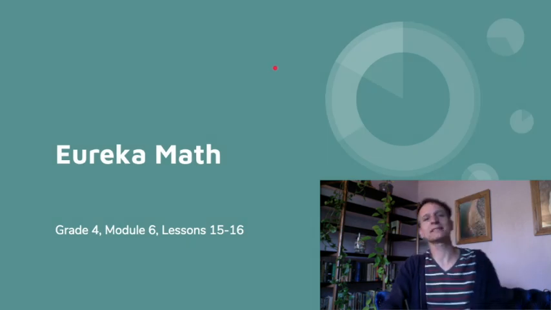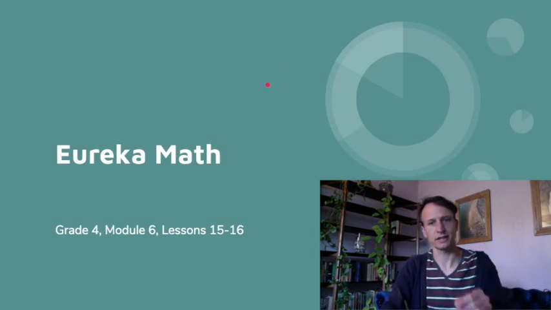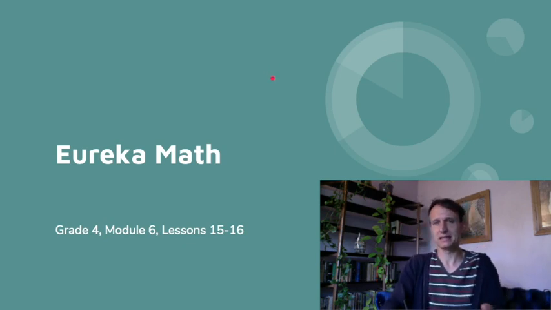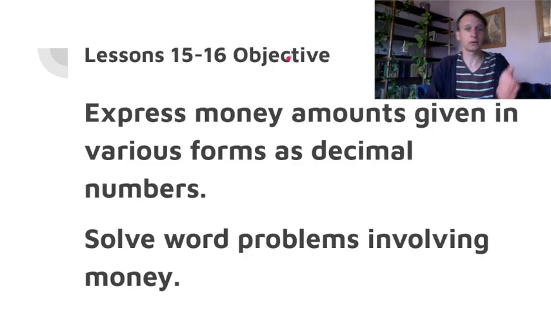It's lesson time, yes? Happy lesson time. Here again. I am combining lessons 15 and 16. If you got a problem with that, okay, fine. All right, so here's why. Because lesson 15 is just to express money amounts as decimal numbers.